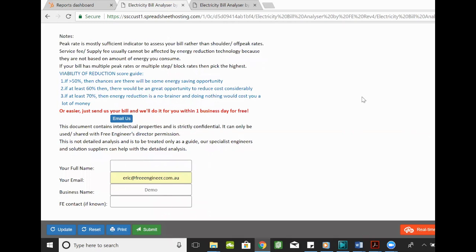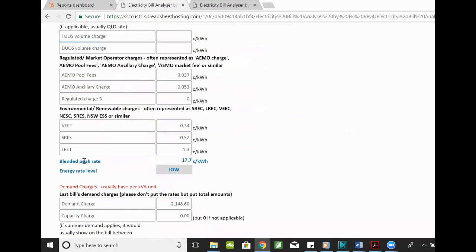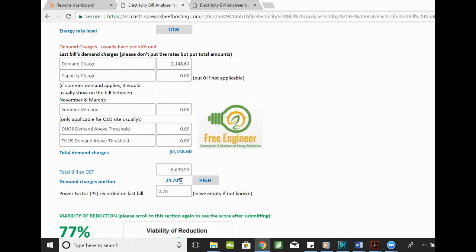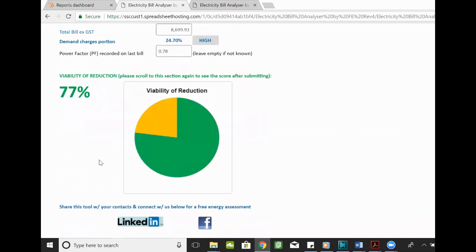Now, what can we see there? The blended peak rate has gone up into the low category. What that means is solar power could now be a very good opportunity to reduce a lot of their bills. Secondly, the demand charges are quite significant, which means they would still benefit a lot from power factor correction, and hence the 77% score. So that's a couple of examples.